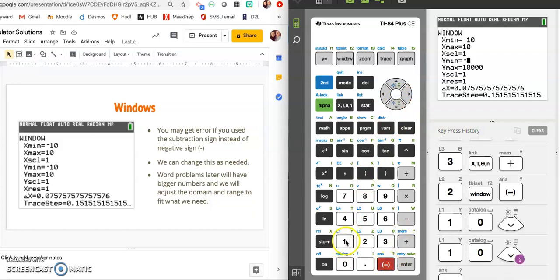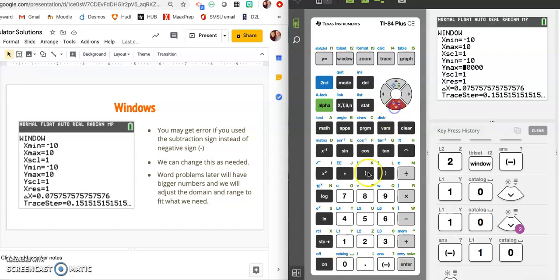Same with our y-axis. This is basically where you want to start. When we get into some word problems and real life problems, say you're making like $20 an hour, you probably need to have a bigger window or bigger view of the graph. So you can adjust these a little bit.